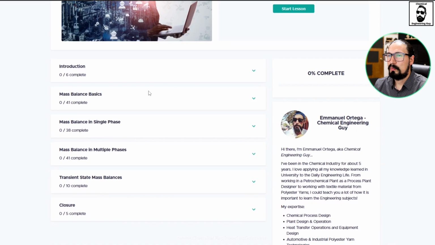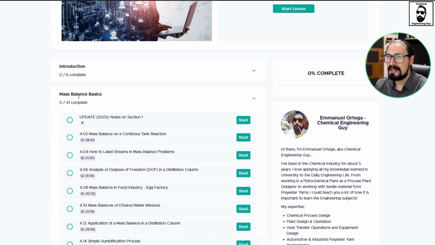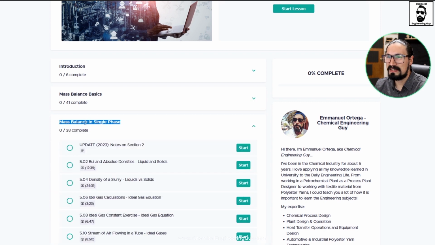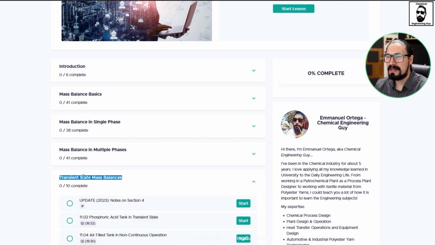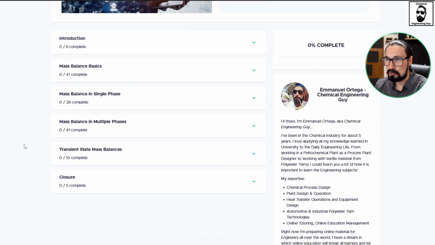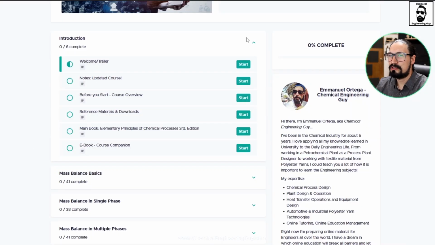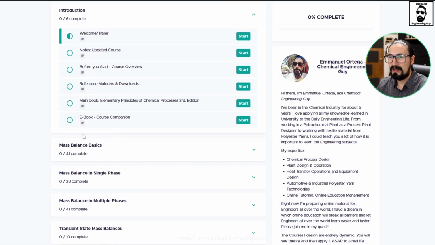So here we go. We have 6 main sections: the introduction section, mass balance basics, mass balance in single phase, mass balance in multiple phase, transient state mass balances, and finally the closure. Very similar to the Mass Balance Fundamentals course. This is, of course, with the intent to make it easier to check out from the theoretical course and the practice problem course. Now, of course, we get started with the introduction, which is essentially all the basics of the course, how it works, resources, the main books, check out the ebook, and so on.